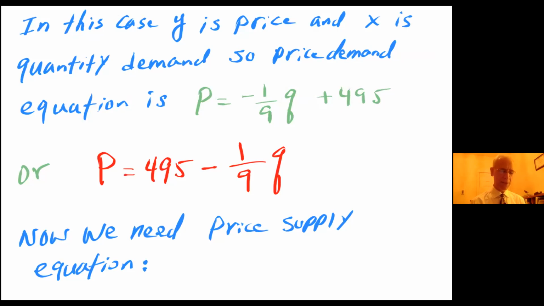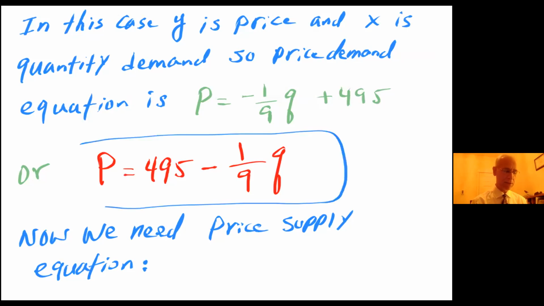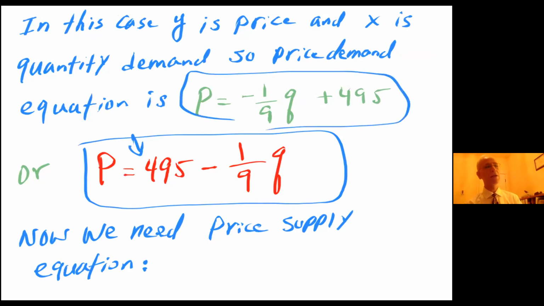Or most textbooks write it like this one. They like to start with a positive, so they just rearrange these two numbers. Not a big deal if you don't rearrange. It's just the same thing. P equals 495 minus 1/9 of Q. And once again, remember that this is the price-quantity equation. Now, we need to find the price-supply equation. So let's go to the next page.